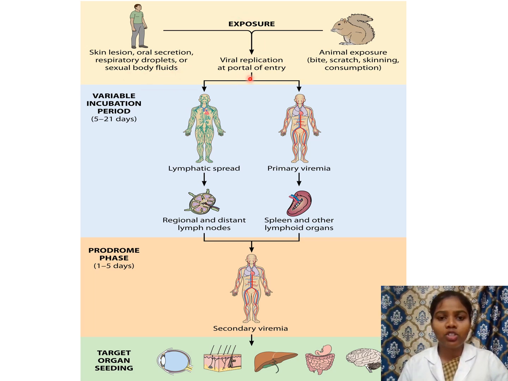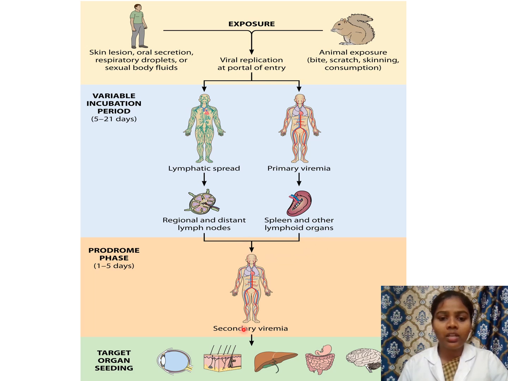Then after the exposure, viral replication at the portal of entry will take place, and then the lymphatic spread occurs. As soon as the antigen enters, the white blood cells, the scavenger cells, are the ones who respond first. So there will be lymphatic spread, which again leads to regional and distant lymph nodes. And at the same time, we can see primary viremia, and in this, spleen and other lymphoid organs are affected.